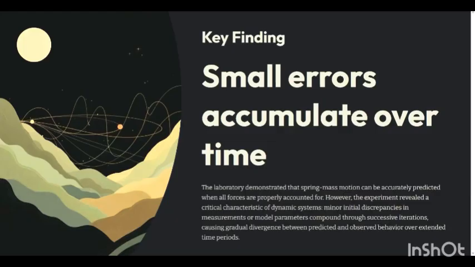As a preview of the main result, the lab showed that the motion of a spring mass system can be predicted by accounting for all forces, and that small initial errors, however, accumulate over time, causing the experimental and model data to diverge slightly, and diverge more as time passes.